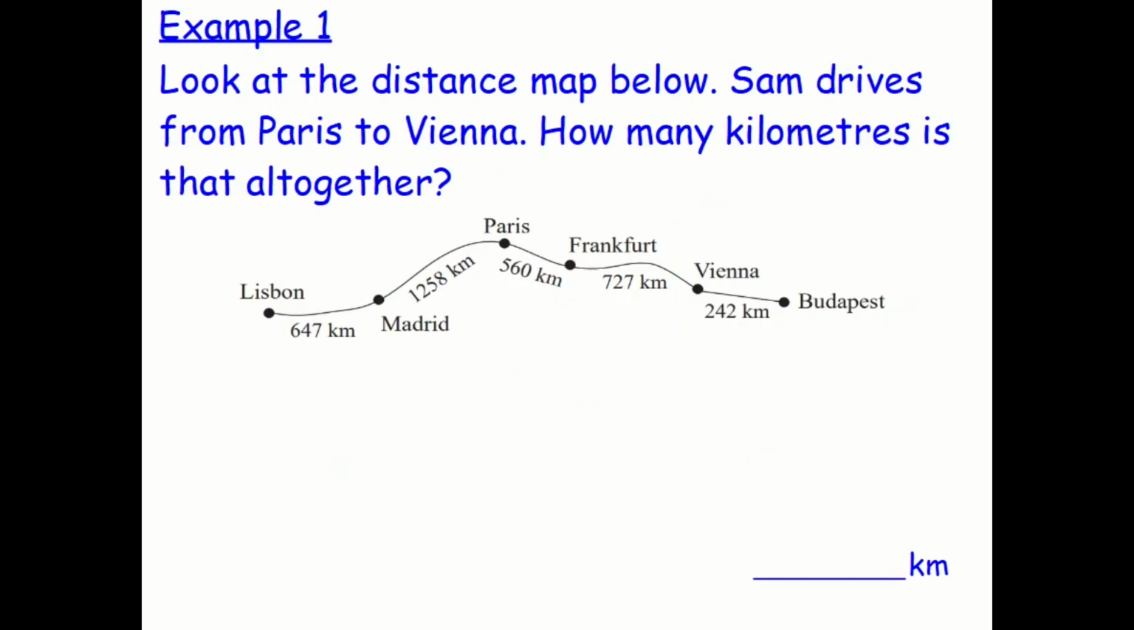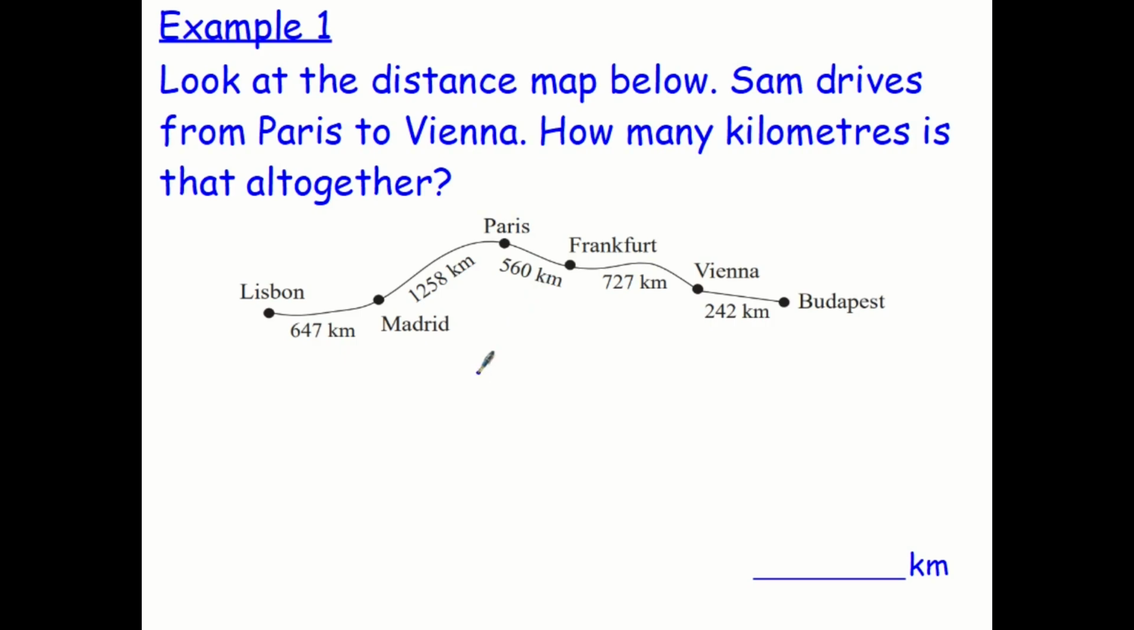Let's have a look at an example. Example number 1. Look at the distance map below. Sam drives from Paris to Vienna. How many kilometres is that altogether? There's that key word, altogether. That gives us the hint that we need to add. So let's have a look at what numbers we need to add. It says that Sam drives from Paris to Vienna. So Paris to Vienna looks like I'm going to have to add 560 and 727.